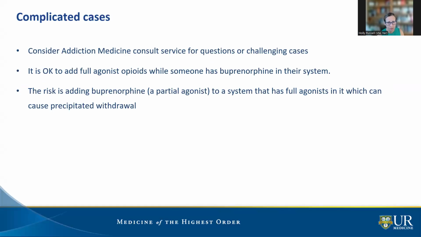questions or challenging cases. Another area of lots of confusion is that it is okay to add full agonist opioids while someone has buprenorphine in their system. So it's okay to add on top of. Remember, the buprenorphine is a partial agonist and we're adding the full opioid agonist on top. That's okay. The risk comes from adding buprenorphine to a system which already has full agonist in it, and that's where we get that precipitated withdrawal. So it's okay to go up on that mu activity. What is dangerous is to go down on the opioid receptor activity. So if you can just remember that graph in your head, it helps remember the order that it is safe.